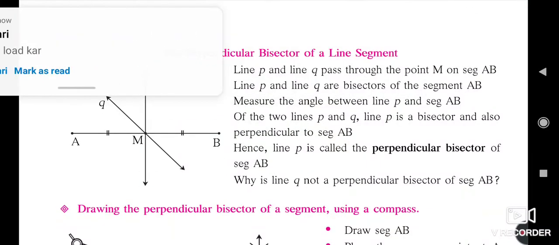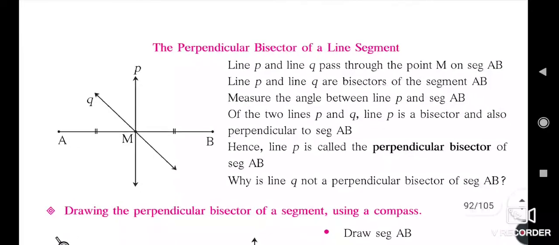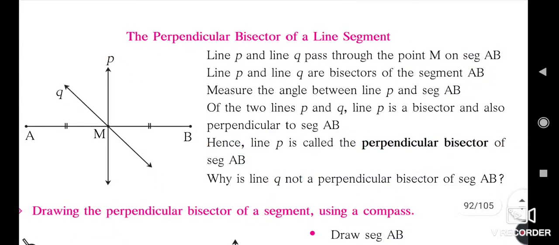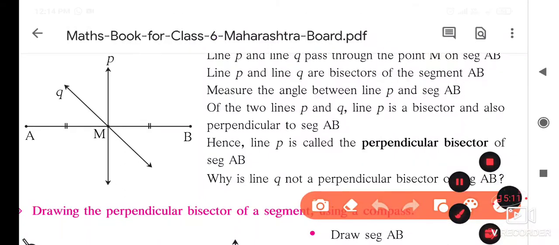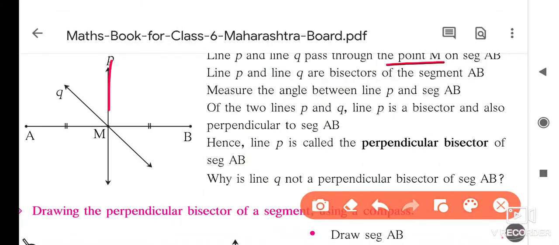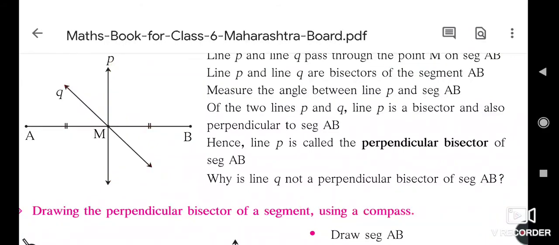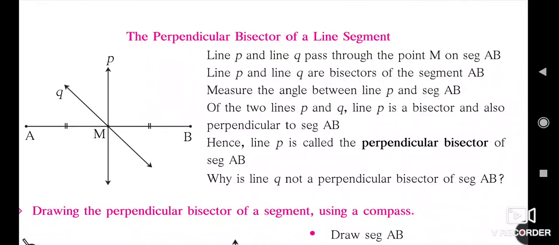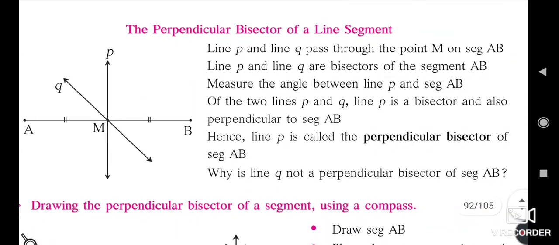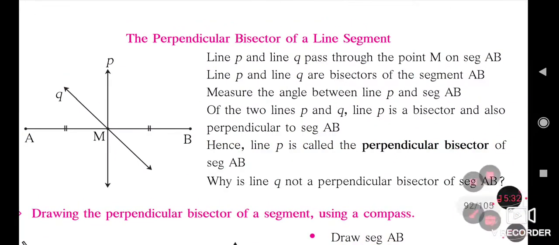Again, the perpendicular bisector of a line segment. Now here lines P and Q pass through the point M on segment AB. This is line P, and this is line Q. It is passing through point M. P and Q are the bisectors of segment AB.